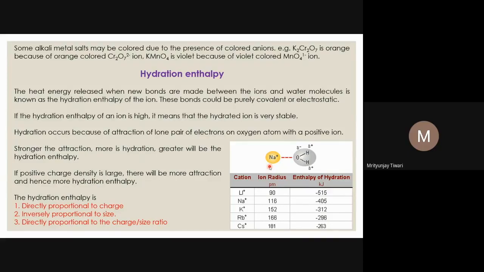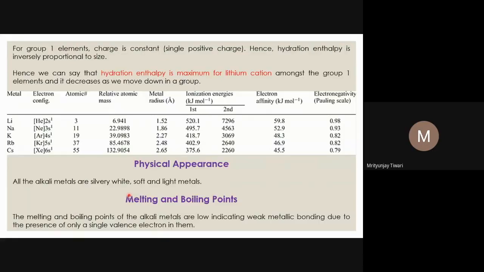So Q² divided by R, that one term that we get, could be one factor. Suppose it is L, so it is directly proportional to L. So if the charge to size ratio is increasing, the hydration enthalpy will be increasing. For group 1 elements, charge is constant. That is what we know. I have also explained this, just revising it again.